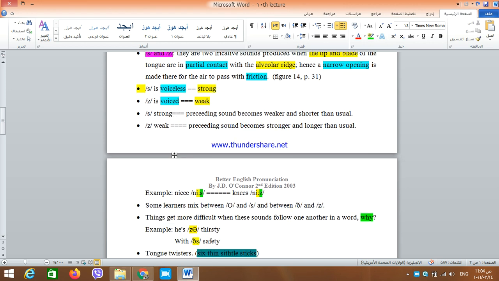Now, again, we have the same rule. Sa and za affect the preceding sound, and sa is strong, don't forget. That's why, what kind of effect we expect here? The preceding sound will be weaker and shorter. But with za, which is weak, the preceding sound will be stronger and longer than usual. Okay, again, we have the same rule.